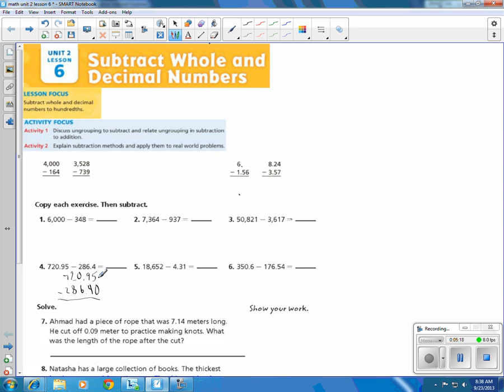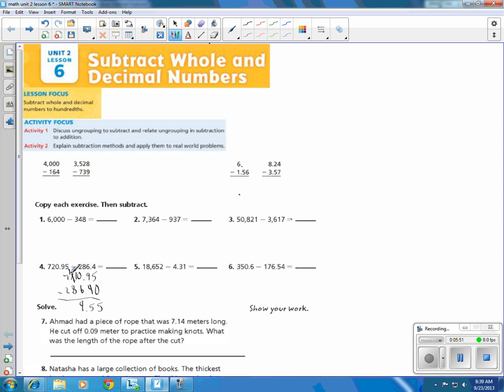Now I can go ahead and start subtracting. 5 minus 0, 9 minus 4. I'm going to bring down that decimal. So here we run into a situation where we're going to have to borrow. I don't have anything to subtract 6 from. So I'm going to come over into my tens place, borrow 1 from there. So now I have 10 minus 6.